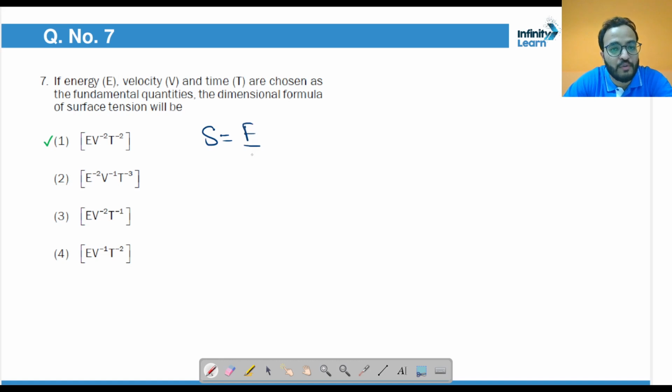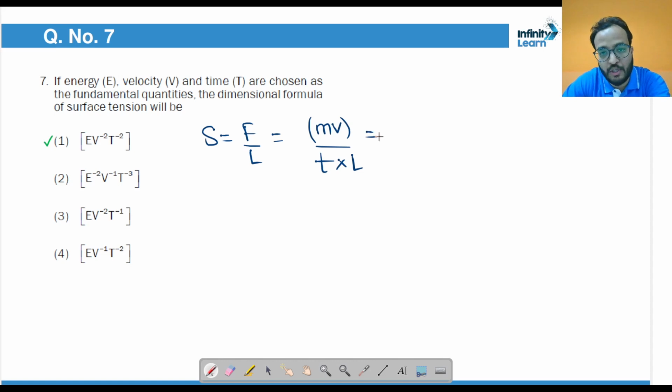Now, if energy, velocity and time are chosen as fundamental quantities, what is the formula for surface tension? Surface tension is force per unit length. Okay, fantastic. What is force? mv, that is change in momentum upon time, into L. Now you tell me, what is velocity upon length? It is 1 upon time, so it is t square.